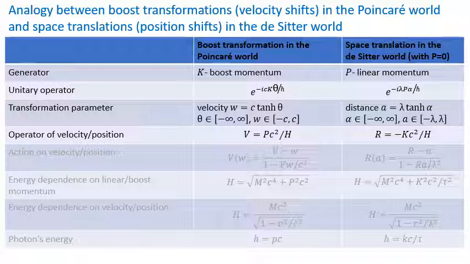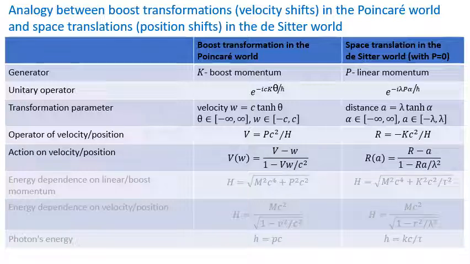These are the operators of velocity and position that we are interested in. Recall that in the Poincare world, we had a non-trivial relativistic law of addition of velocities. In the de Sitter world, we have a similar law of addition of distances. It is consistent with our earlier conclusion that distances cannot exceed lambda.